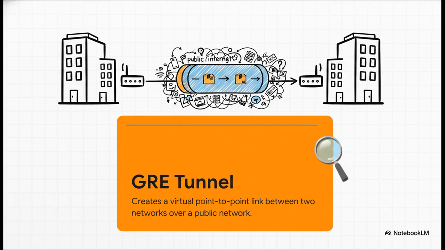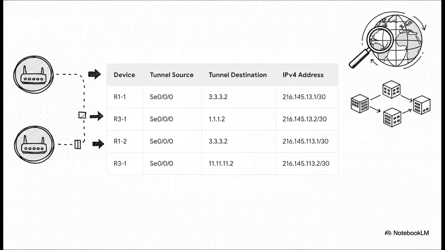A GRE tunnel is basically a private virtual hallway that we build right through the public internet. It takes the data from one office, wraps it in a new package addressed to the other office's router, and sends it on its way. It's like a direct private connection, but it's all virtual. Now, to build these tunnels, you have to be precise. Each tunnel needs a clearly defined source and destination.